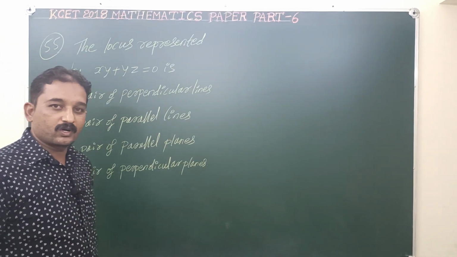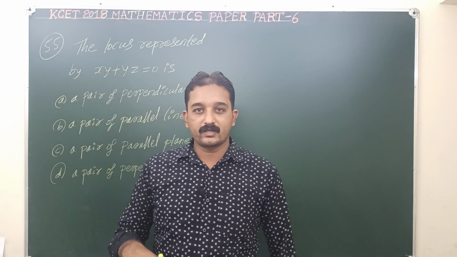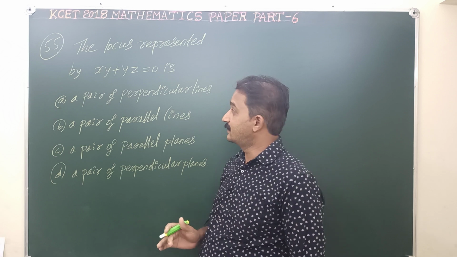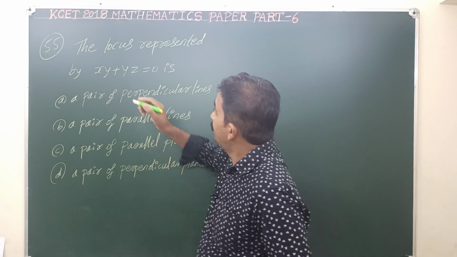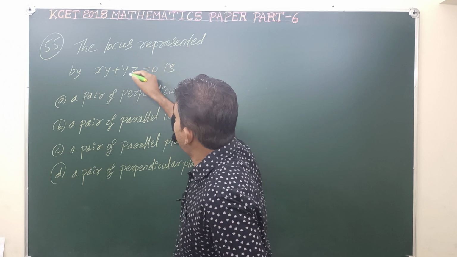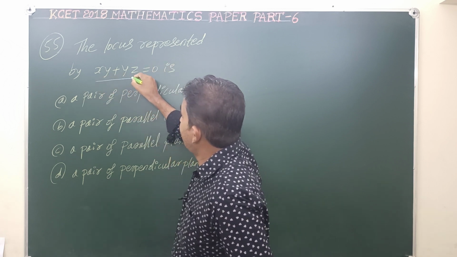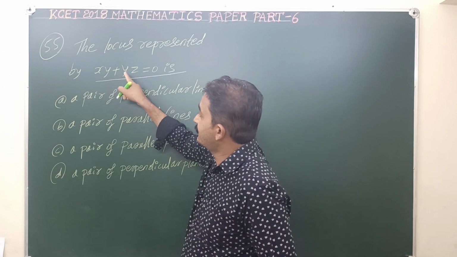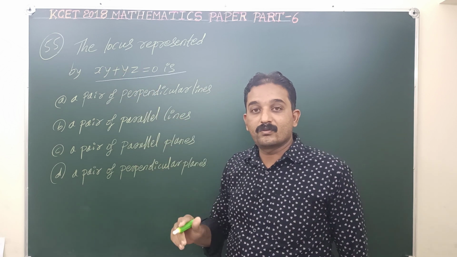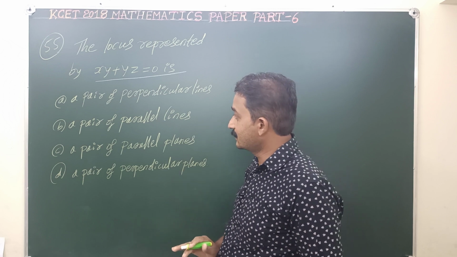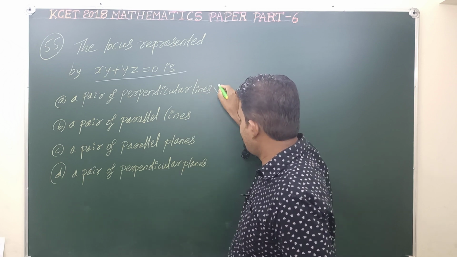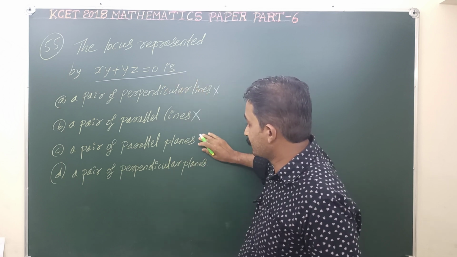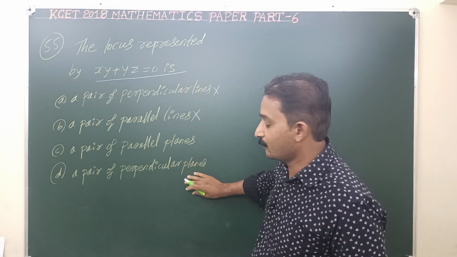So now let us move on to question number 55. Once again, this question is based on the chapter 3D, particularly pair of planes. So let us see the question. The locus represented by x into y plus y into z is equal to 0. Here x, y, z are there, hence it must be a plane. It belongs to the plane concept. So here a line is there, this is wrong. Here also a line is there, wrong. So only this option belongs to planes, either parallel planes or perpendicular planes.